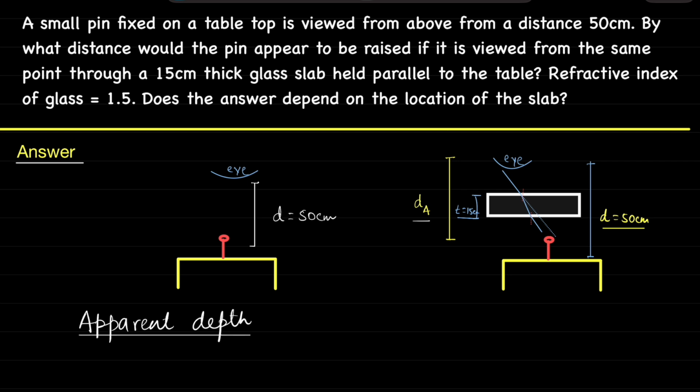Apparent depth is represented as dA and it's equal to thickness T upon the refractive index of glass with respect to air. So the thickness is 0.15 meter, we convert centimeter to meter, and the refractive index is 1.5. So its value is 0.1 meter. Now we found the apparent depth and we have to find by what distance the pin should appear to be raised.